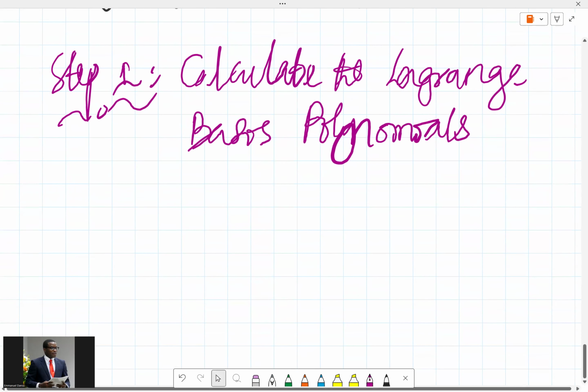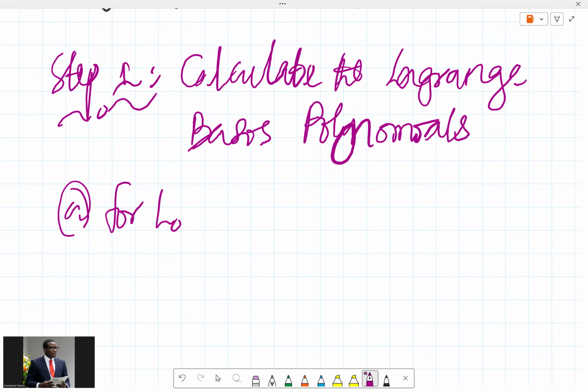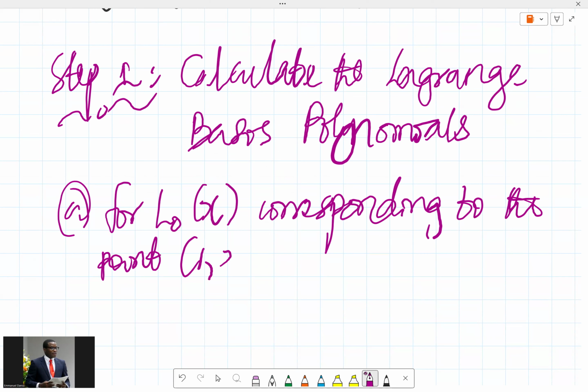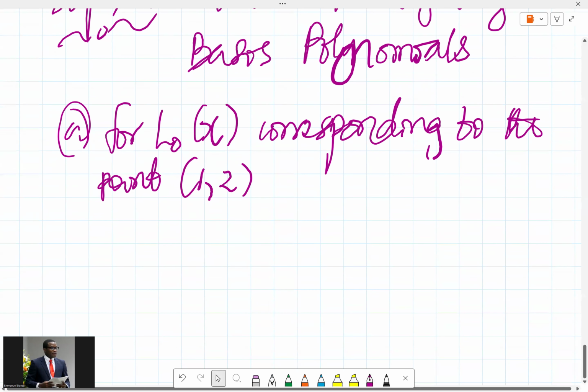And this is how that goes. We have A under that, for L naught of x, corresponding to the point 1, 2. Now see how that goes from the formula, right?